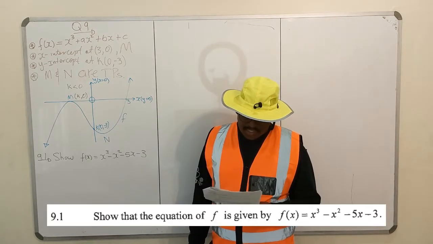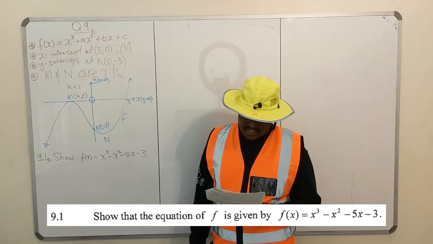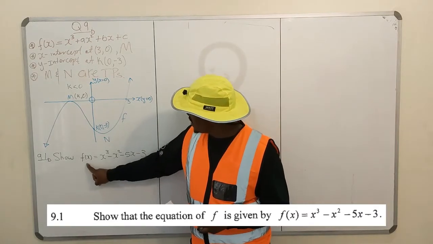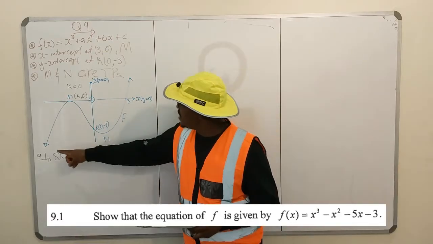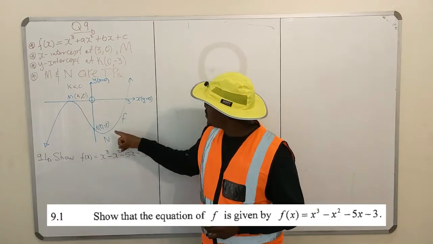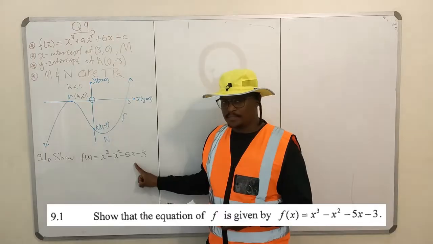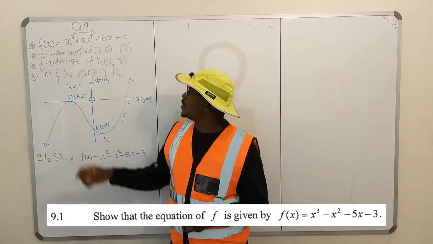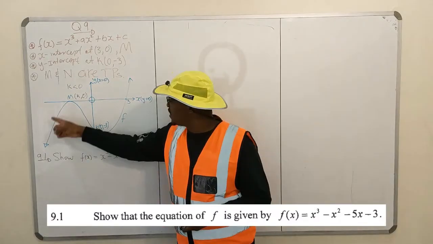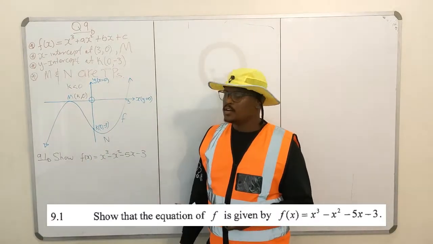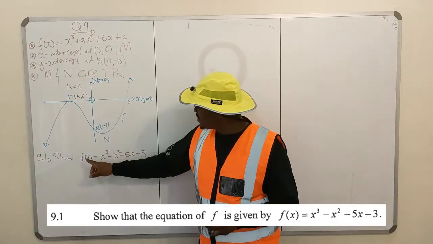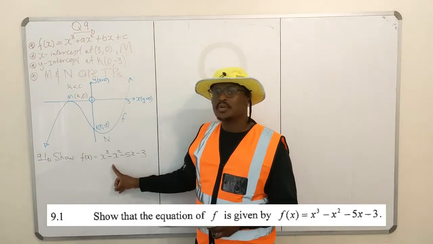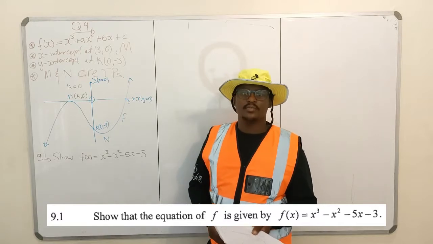9.1. Show that the equation of f is given by f of x is equal to this. So they're saying show that the equation of this function is this one here. They gave you an incomplete version of the equation of this function. So they want you to show that this incomplete equation is this one here. That's what they're asking you to do.